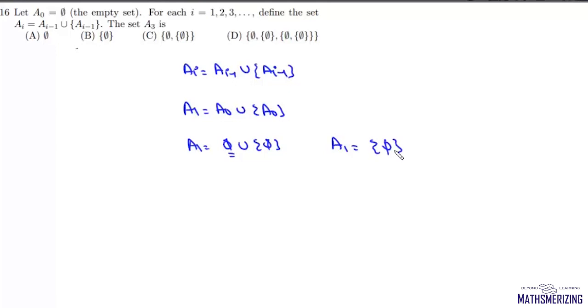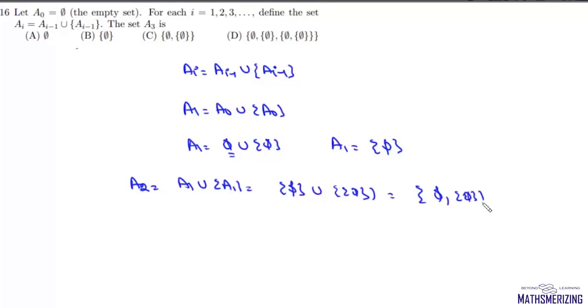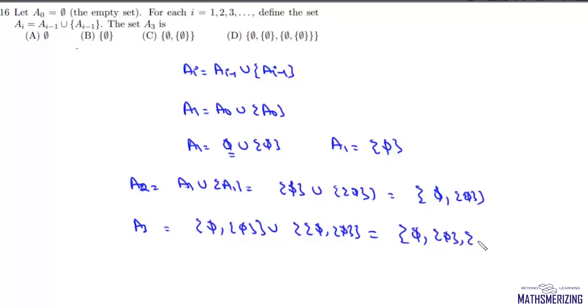So here we can simply write A1 as this set {5}. Now A2 will be A1 union the power set of A1. So it will be simply {5} union the set of {5}. So it will be 5 and set {5}, and then A3 will be {5, {5}} union the power set of {5, {5}}. So it will be 5, set {5}, and set of 5 and set 5, and which is your option D.